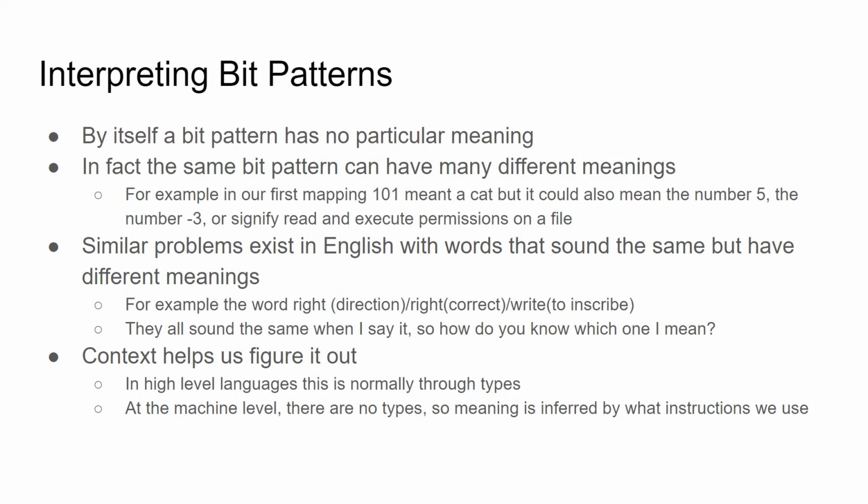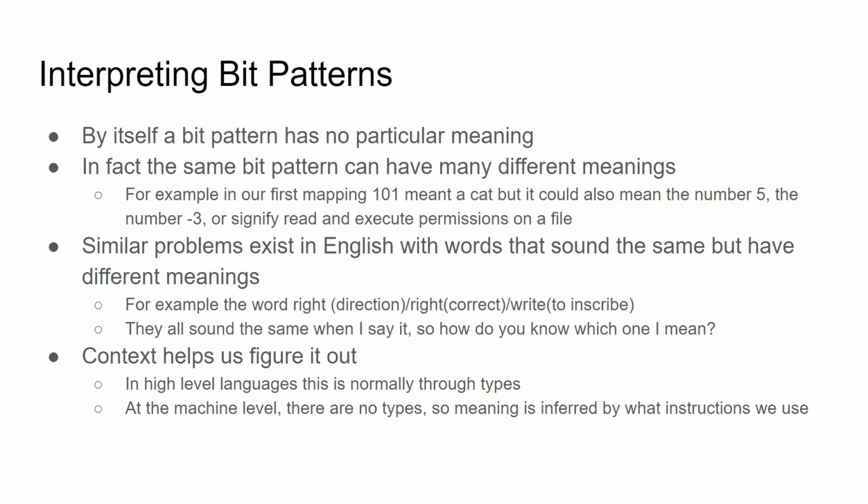In a high-level language, this is normally figured out through types. If I have some bit pattern that's supposed to represent an integer, and it represents -3, the int means that I want to consider it to be a signed number. But if I put that same bit pattern into an unsigned integer, it's going to be interpreted as 5, because I'm saying I want to interpret these bits as an unsigned number, with no signedness, positive or negative.